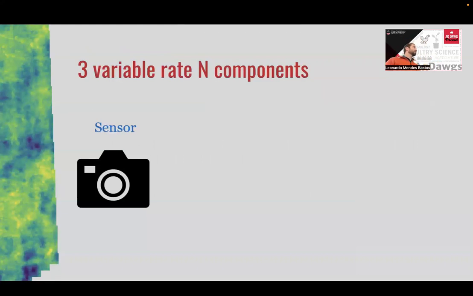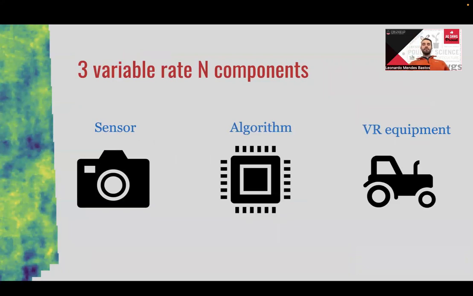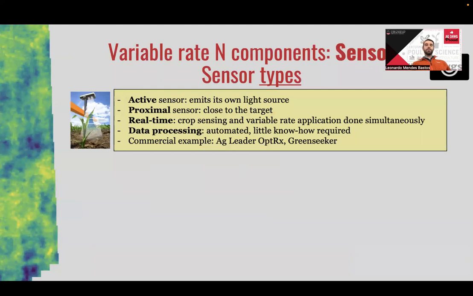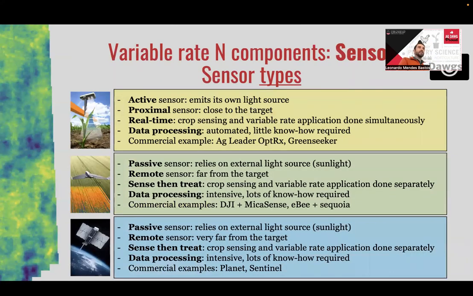With that, we talked about the three variable rate nitrogen components that include sensor, algorithm, and VR equipment. We did go through the sensor and algorithm parts. On the sensor, we talked about three main ones, one being active and proximal, which is mounted on a boom. So it's really close to the plants, and the way it works is that as that sprayer is moving through the field, it is measuring crop reflectance, using that information in an algorithm to create a rate and apply that rate right there. So it's sensing and applying almost instantaneously.